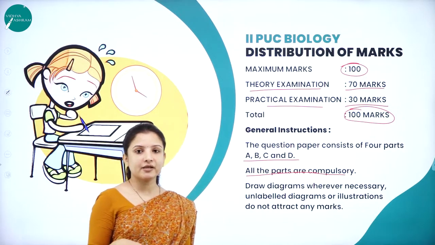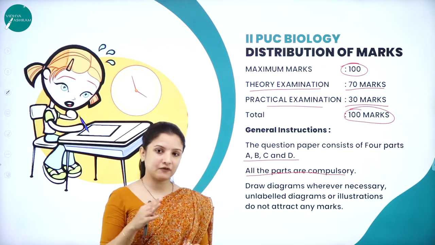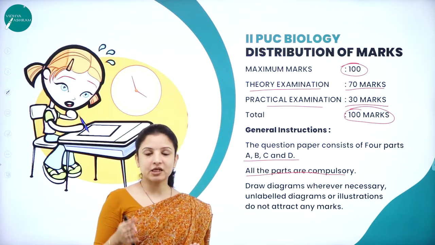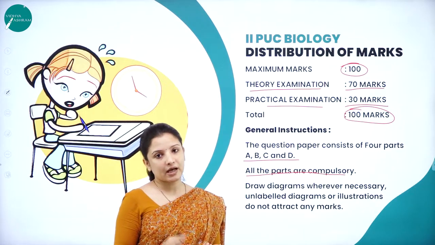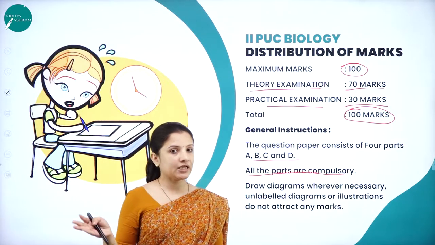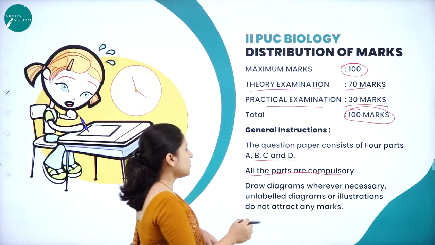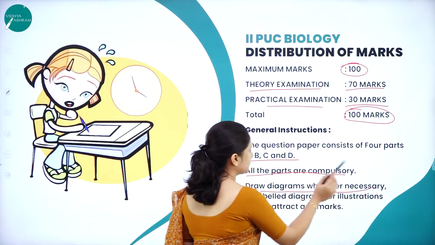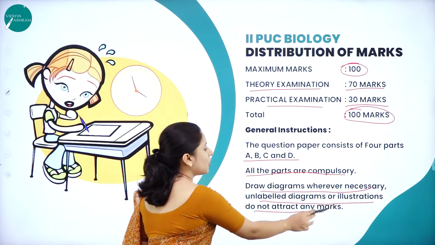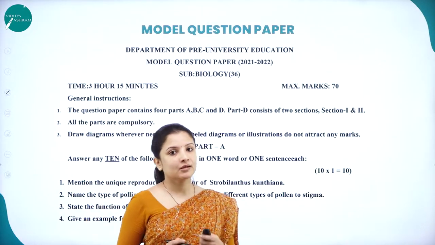Sometimes they might ask for a diagram, sometimes they may not. But if the diagram is necessary for that particular question, in spite of them not asking, you need to draw. And when you draw the diagram, labeling is very, very important. If you draw the diagram very neatly and don't label it, then it will be considered a zero. Therefore, draw diagrams wherever necessary, and unlabeled diagrams or illustrations will not attract any marks. So you need to be very, very careful with that.